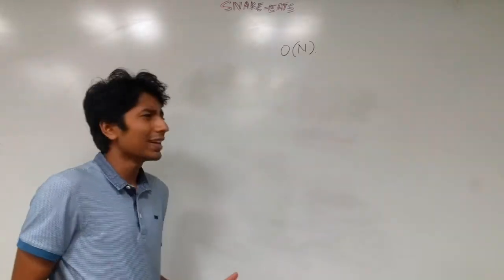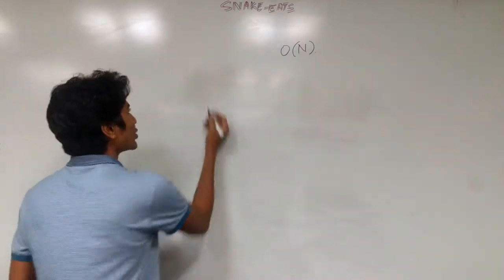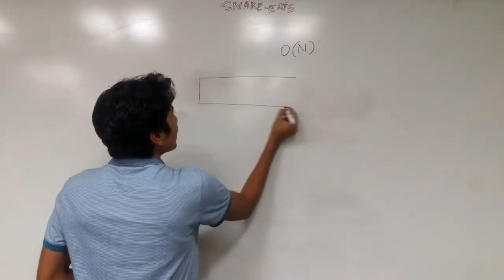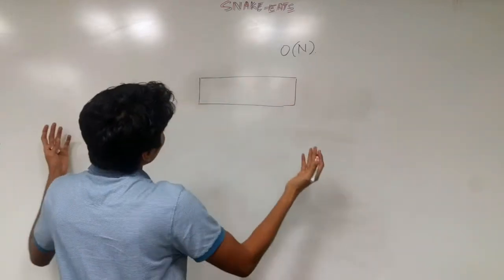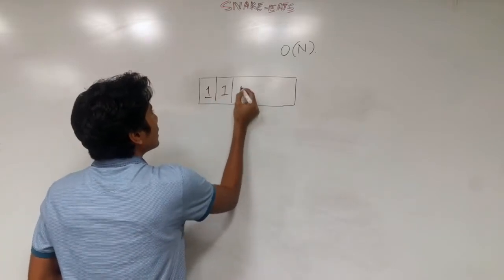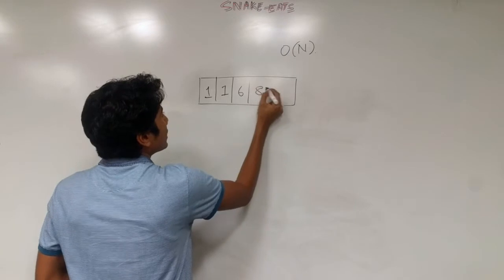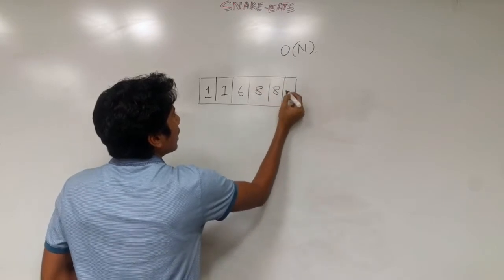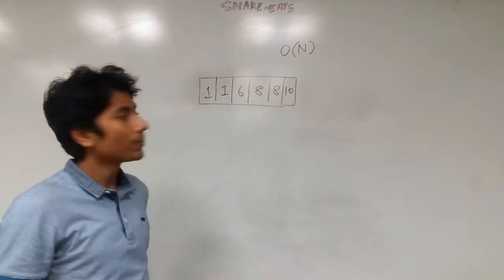And how do you sort it? Well, we use a library function in any language. So sorting is a pretty common thing. In fact, the array I had was already sorted: 1, 1, 6, 8, 8, and 10. This is sorted in terms of lengths.